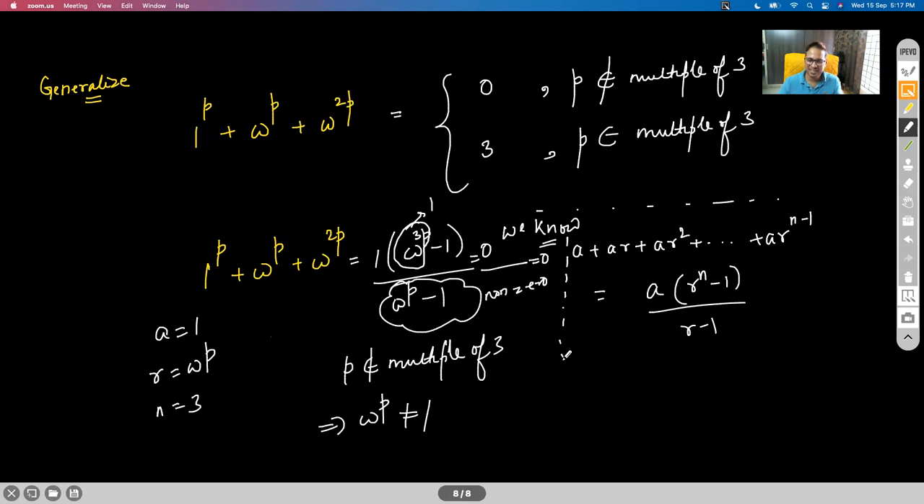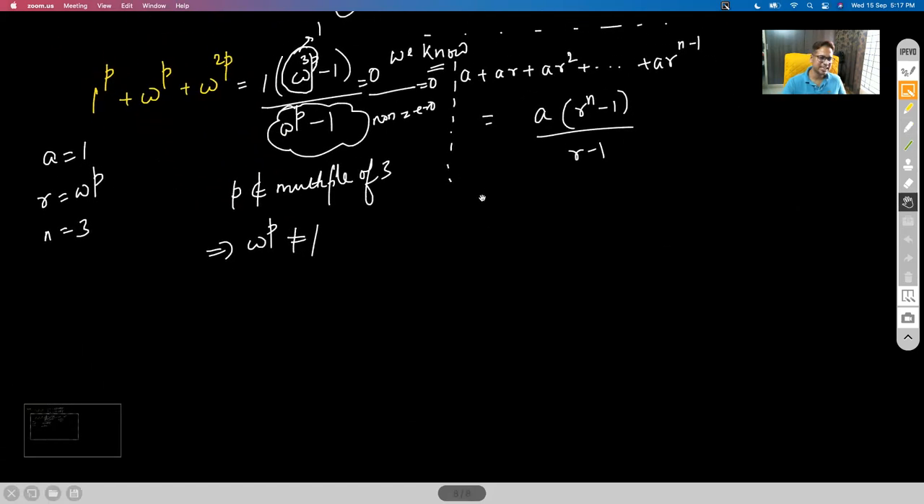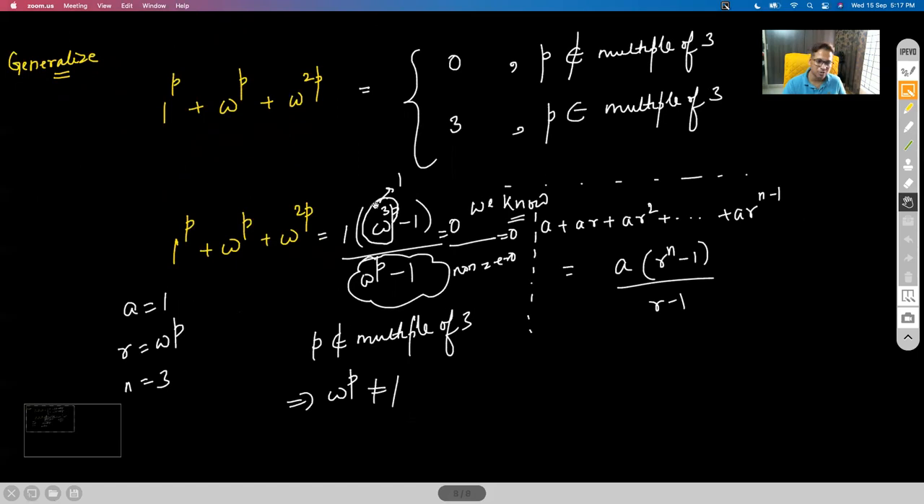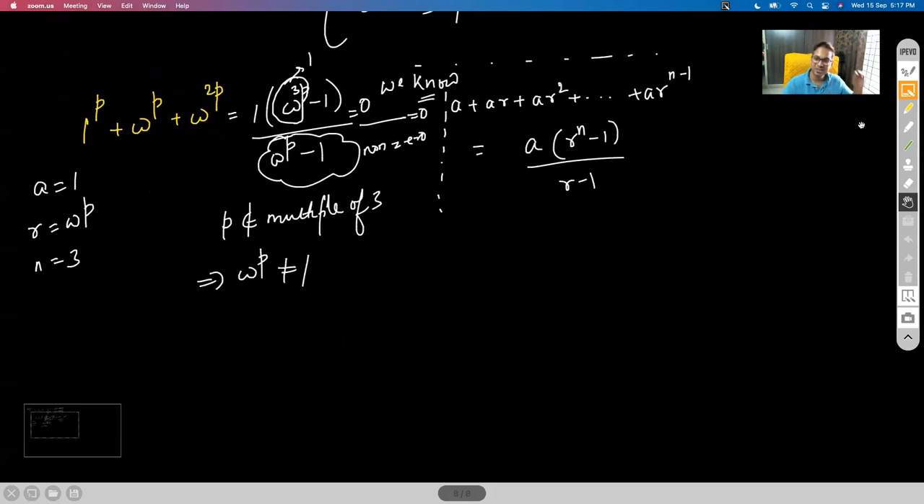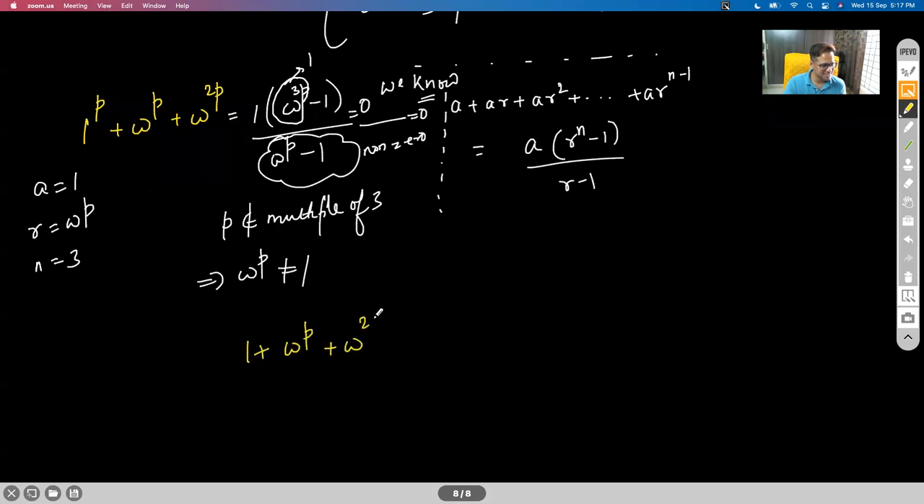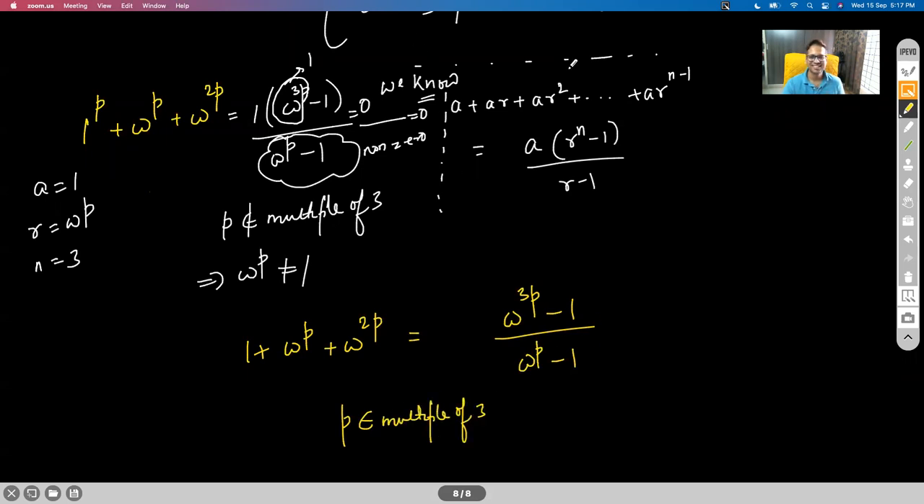Correct? Is this fine? Now many people ask me, sir, can you justify this 3 answer also from the same result? Rather than telling that each one of them will be 1, 1, 1, and hence you'll get a 3, can I get the 3 answer from the same result? Can I use this result to get the 3 answer when p is a multiple of 3? Anybody can tell me how to do it? This is where your thinking comes into picture.